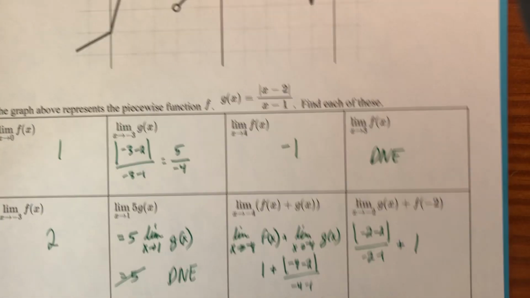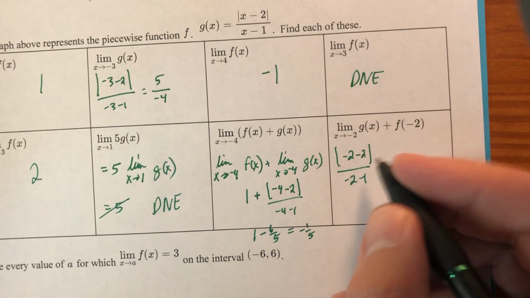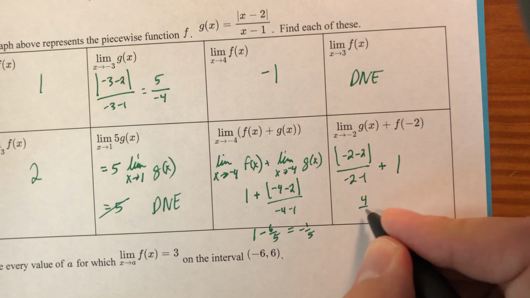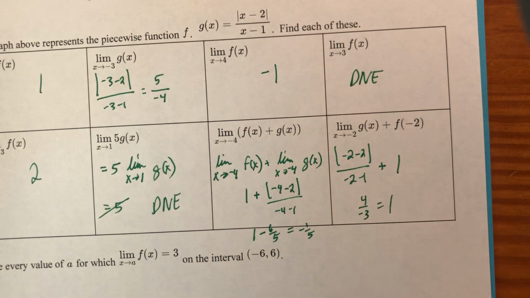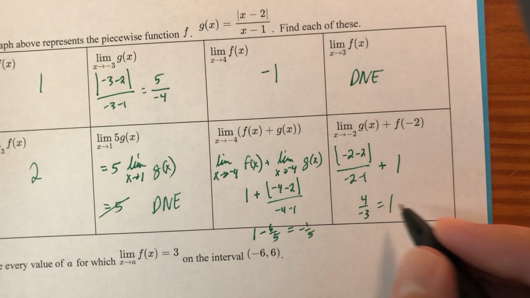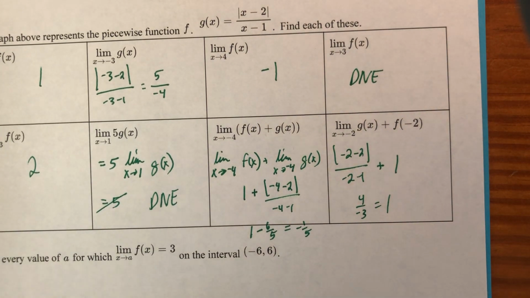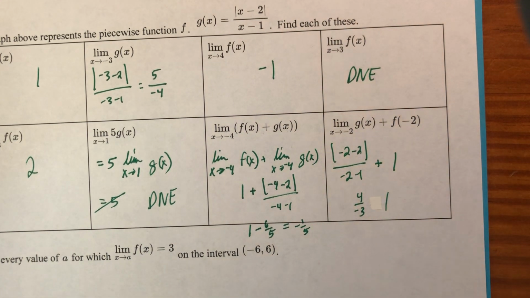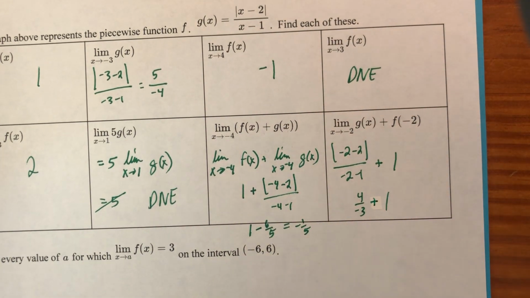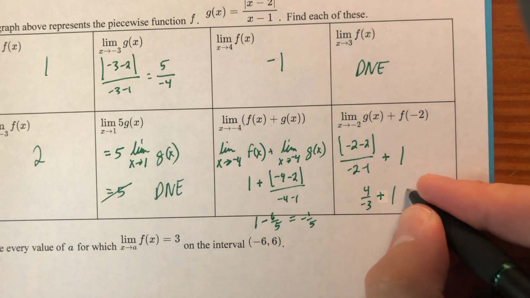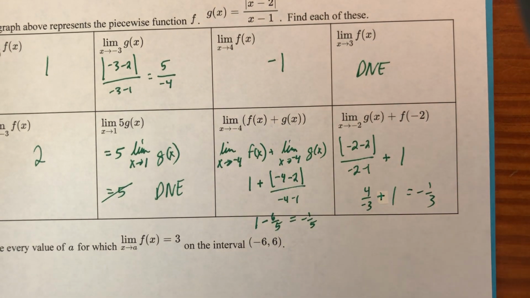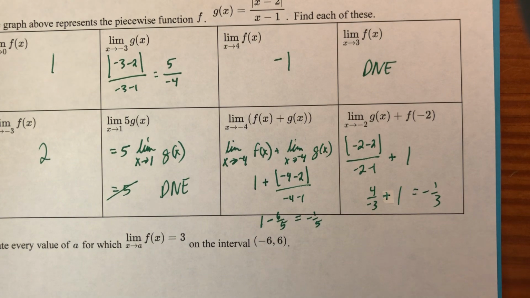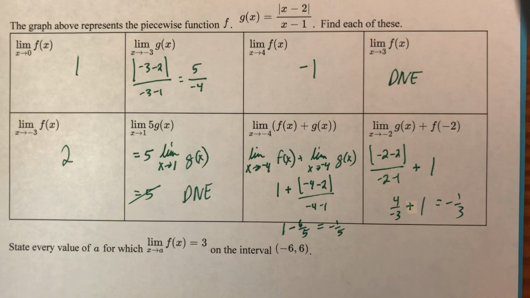So, 1. All right, that's 4 in the numerator, -3 in the denominator. 4 over -3 is going to give me that. And I end up with, oops, I put equals. -4/3 does not equal 1. Silly math teacher. -4/3 plus 1 is going to give me -1/3. There we go.